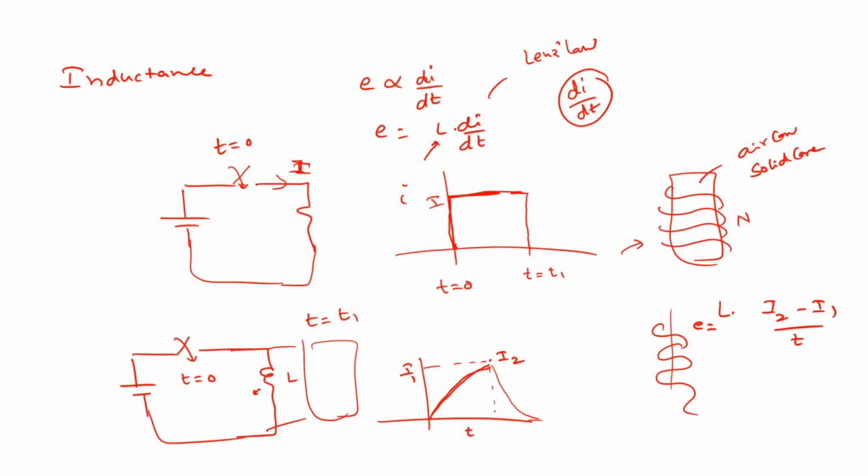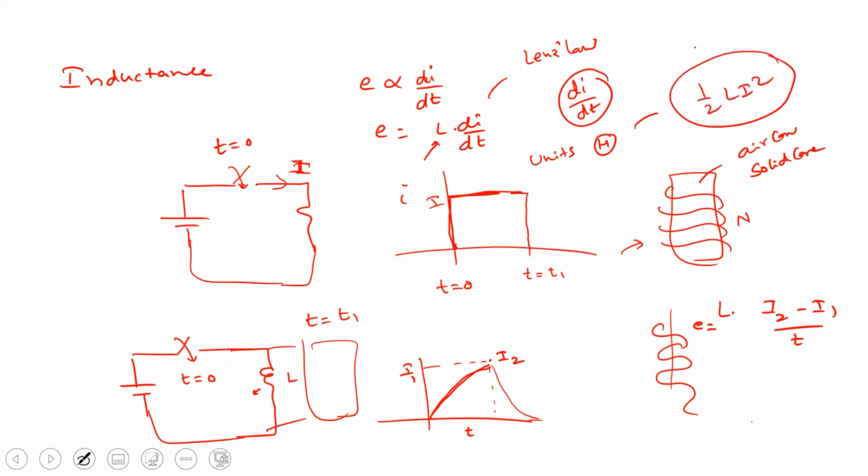So what are the units for this inductance? Henry, capital H. And what is the energy that is stored in an inductor? Magnetic field energy. What is the formula for magnetic energy? Half L I square. So that is the energy stored in the inductor.